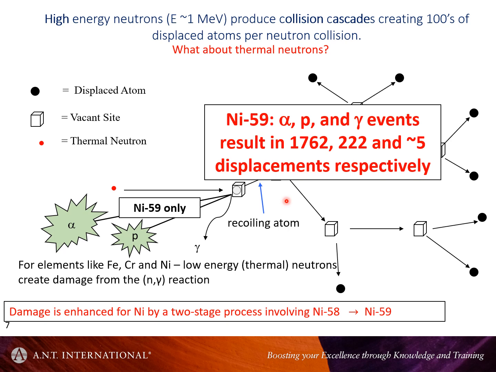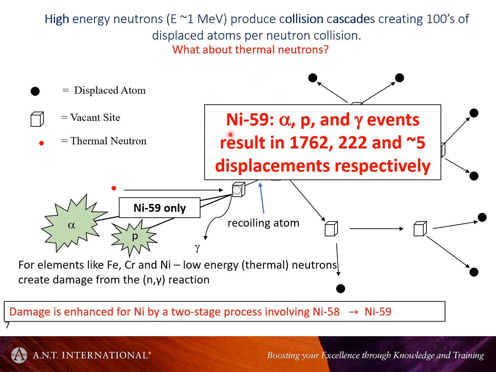I'm not going to talk about it in detail here, but one of the things that you might hear about in your work is the role of nickel and the effect of thermal neutron absorption. Nickel is particularly important because it has a high N-gamma cross-section. Most of the isotopes in nickel have high values for the N-gamma cross-section. But more importantly, when nickel absorbs a neutron, it transmutes, it becomes nickel-59.